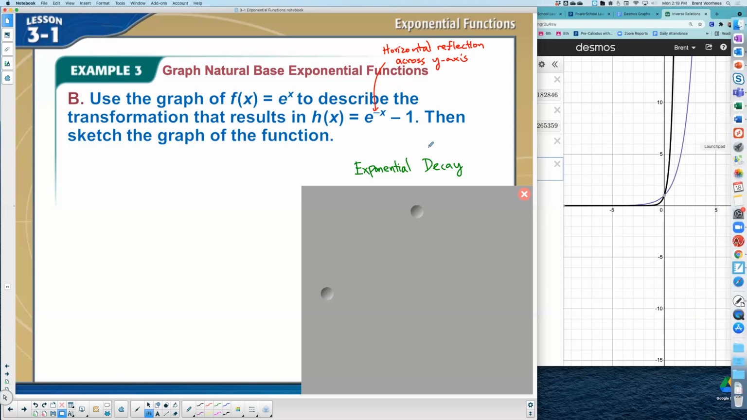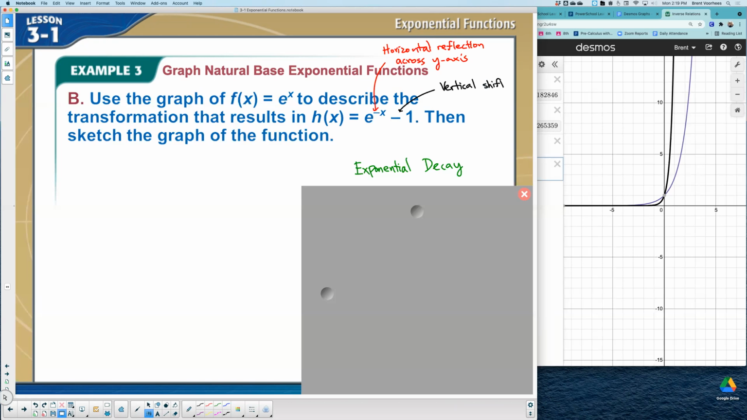And finally, this -1, inside or outside? Outside. So does that make it vertical or horizontal? Vertical. Whenever you subtract 1, does it stretch, shrink, shift, or reflect? Shift. It's a vertical shift. Y's tell the truth. So -1 goes up, down, left, or right? Down 1. Vertical shift, down 1.